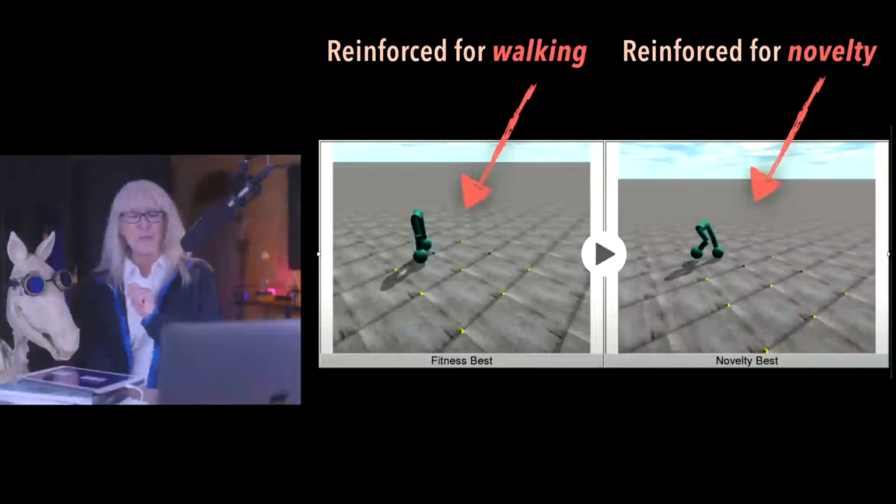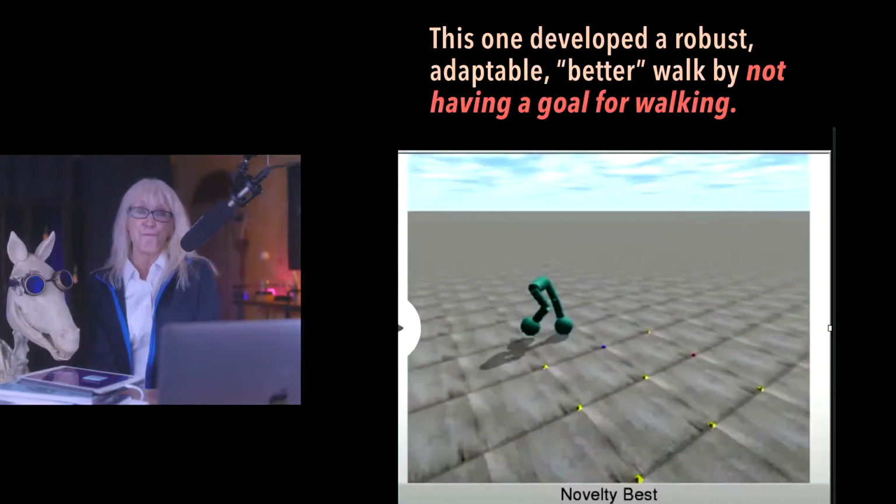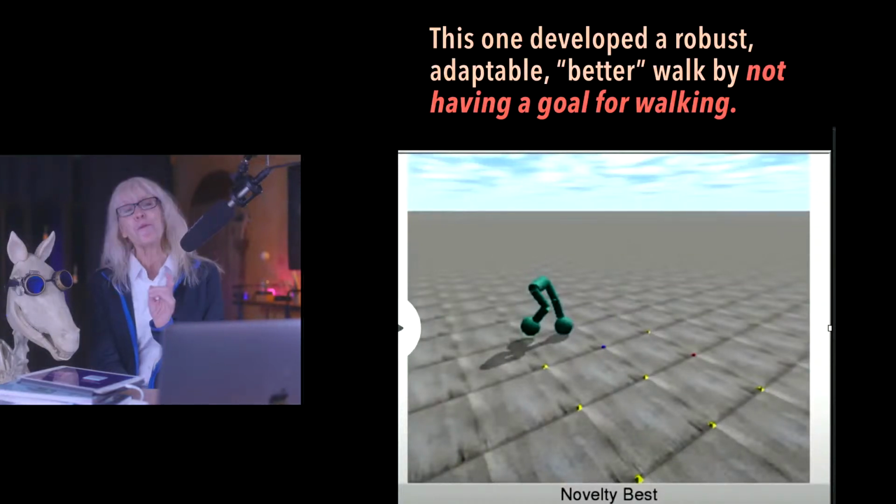The one on the right was reinforced for novelty. It was never reinforced for walking. In fact, it never had a goal of walking. It was never told to walk. That wasn't part of its goal. But it's walking, like a mofo. It's just moving, right? While the other one is like this. But the other one was trained to walk, and this one, nobody even asked it to walk. So how did it end up walking?